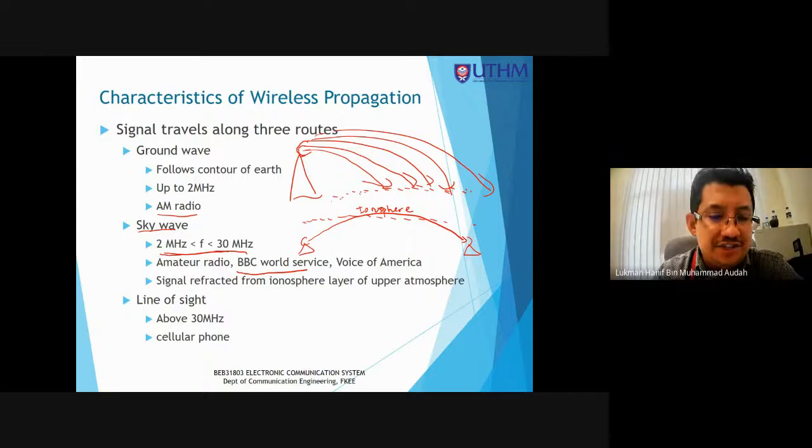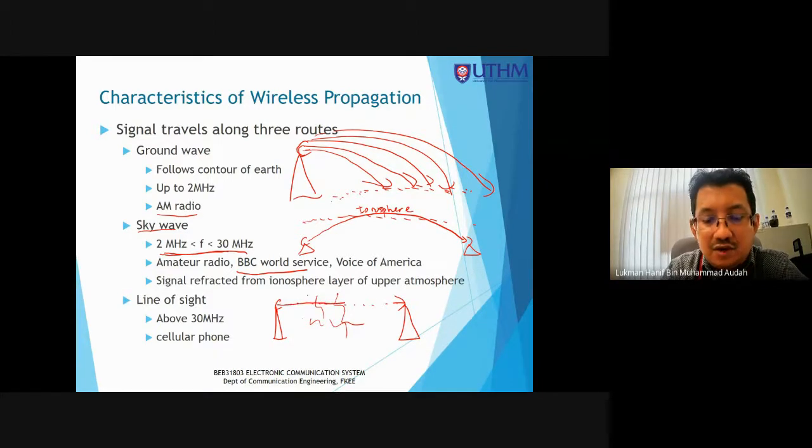And then what? Line of sight. Line of sight ini biasa dilihat dalam UTHM pun ada banyak ni. Where we have FSO, free space optics, yang mana kalau kita lihat daripada satu pencawang kepada pencawang yang lain. Line of sight means that dia mesti dalam jarak pandangan mata. Okay, within our visible line of sight. And there should not be any obstacles. Tidak boleh ada obstacle antara kedua-dua ini. Dia mestilah straight, tidak boleh ada any obstacles.